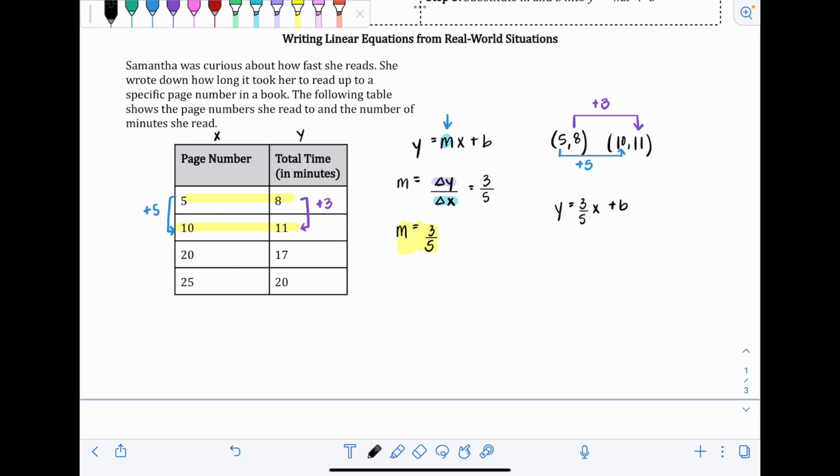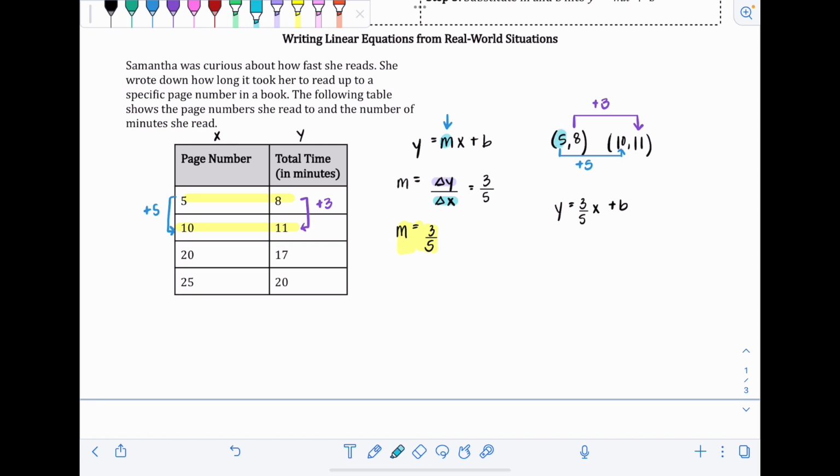And then next I need to solve for b. The way that I would do that is I'd have to pick a point to put in for x and for y. And then that'll leave me with b as our only unknown, so we'll be able to solve for it. So the point that I'm going to use is 5, 8, the first point on the table. So I'm just going to highlight it to show what we're putting in where.